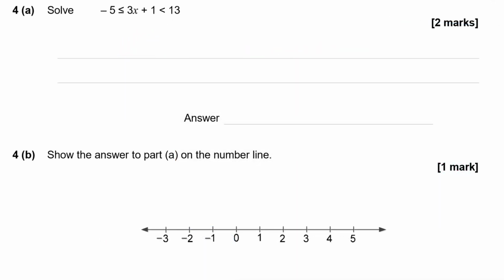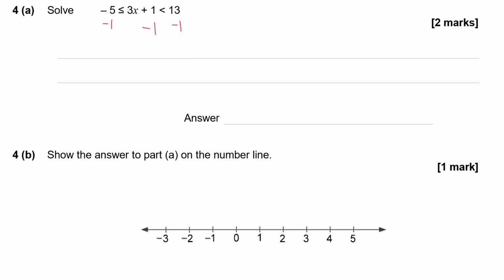Question 4a, solve negative 5 is less than or equal to 3x plus 1, which is less than 13. Now again, we can solve these very much like we do equations. I want to get, rather than 3x plus 1 in the middle, I want to just get x. So let's take 1 away from all parts. So there are 3 parts. I'm going to take away 1 from each of these parts then.